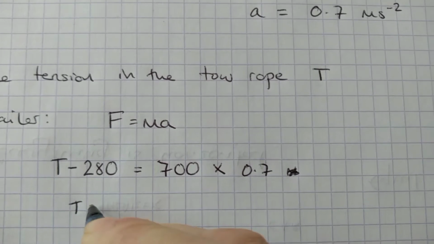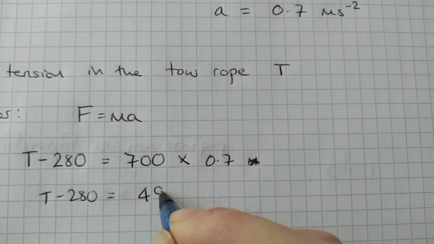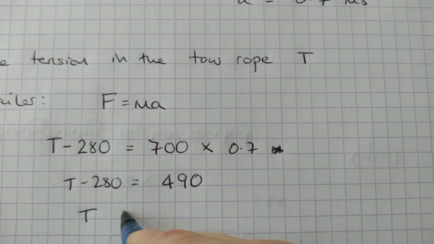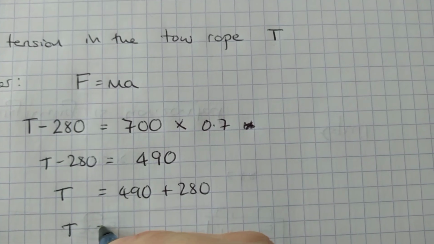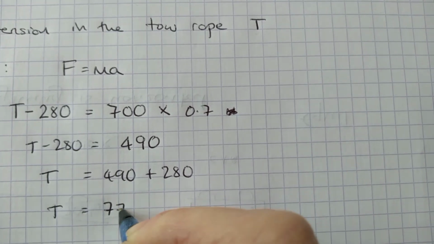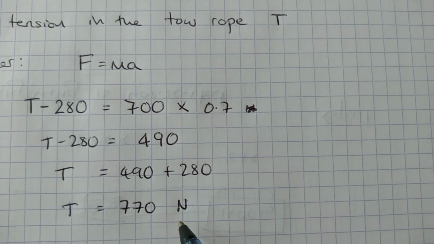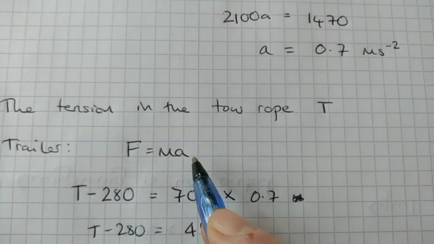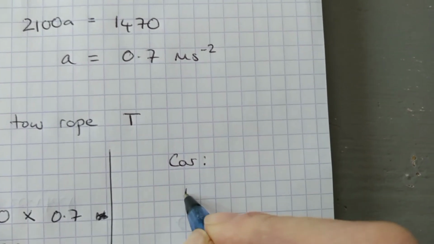So T minus 280 is 490, I make that. So T itself is 490 plus 280. Quite a big tension, as you'd imagine, for this situation. That's 770 newtons. If I'm going to make a mistake, it would be here, so just double check that. Cool. So we could have done that by finding it in the car. We would have got the same result to show you.